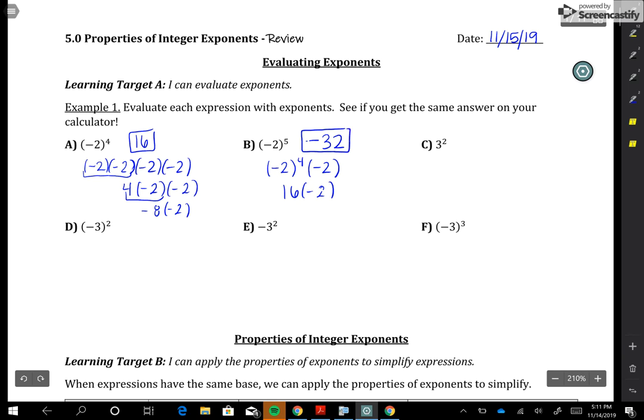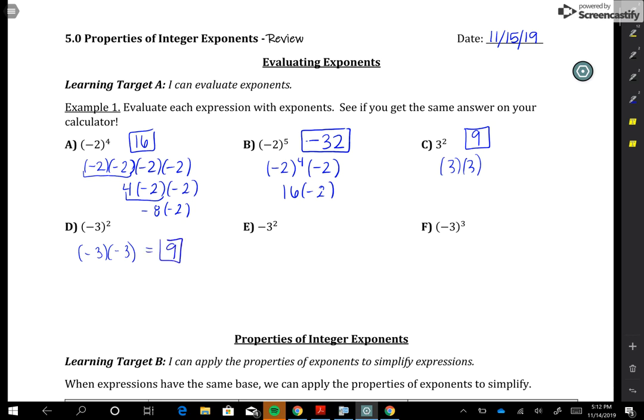All right, letter C is an easy one. This is just 3 squared. We know that that is just +3 times itself, which would give us 9. Okay, then letter D, I have a -3 in parentheses squared, which is -3 times -3, so I also get a +9.